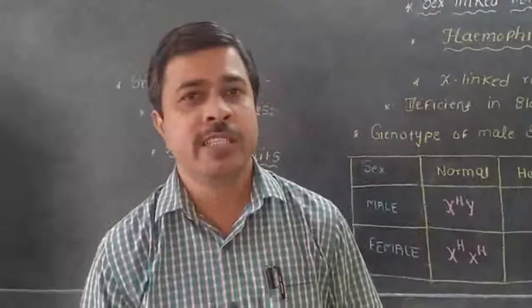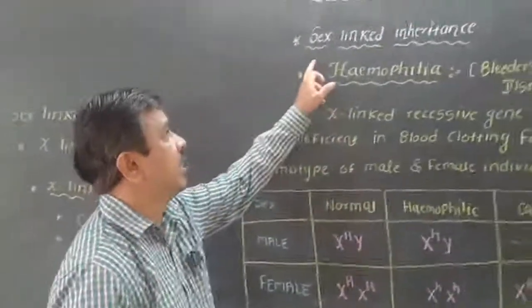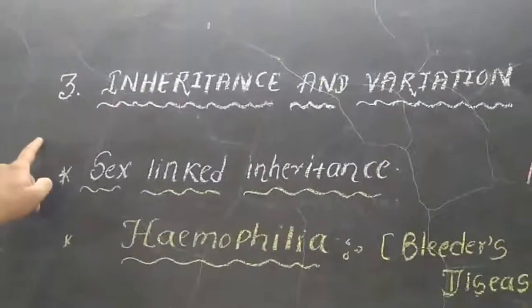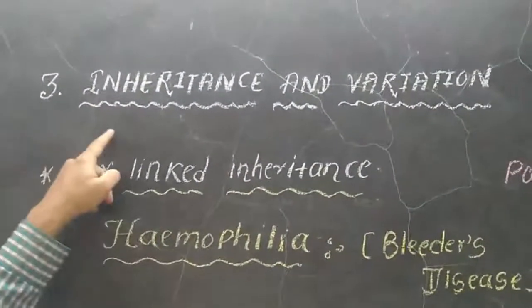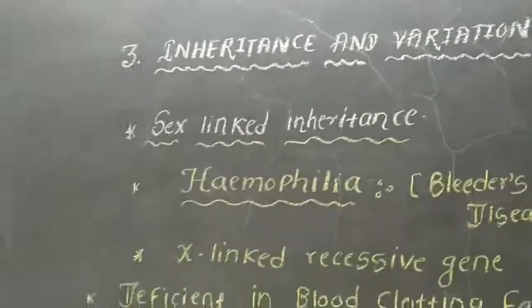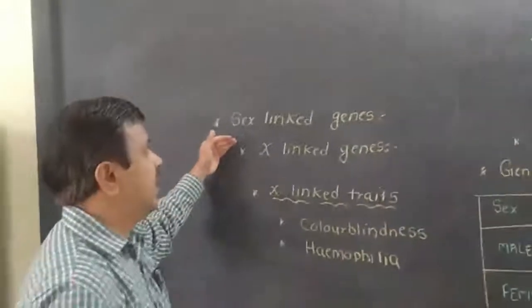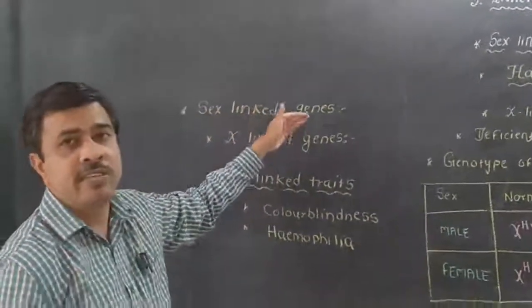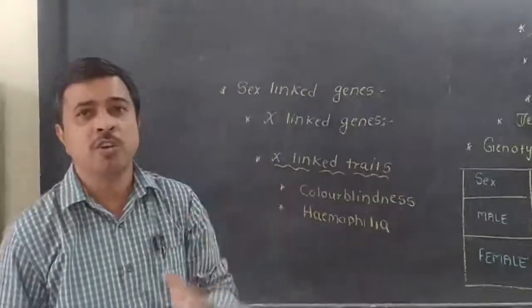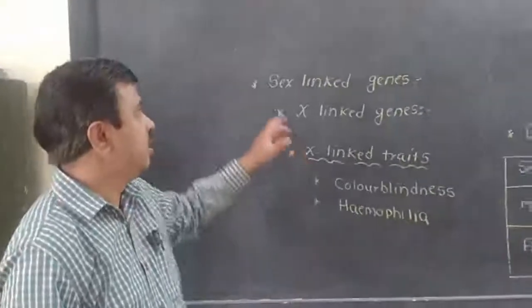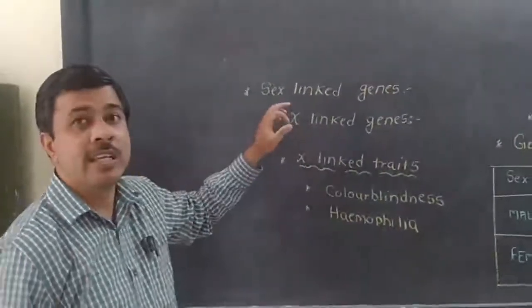Today we'll discuss the topic sex-linked inheritance from the third chapter of our syllabus, inheritance and variations. We discussed sex-linked genes in the last video. What is the meaning of sex-linked genes? The genes which are located on the non-homologous regions of the sex chromosome are known as sex-linked genes.